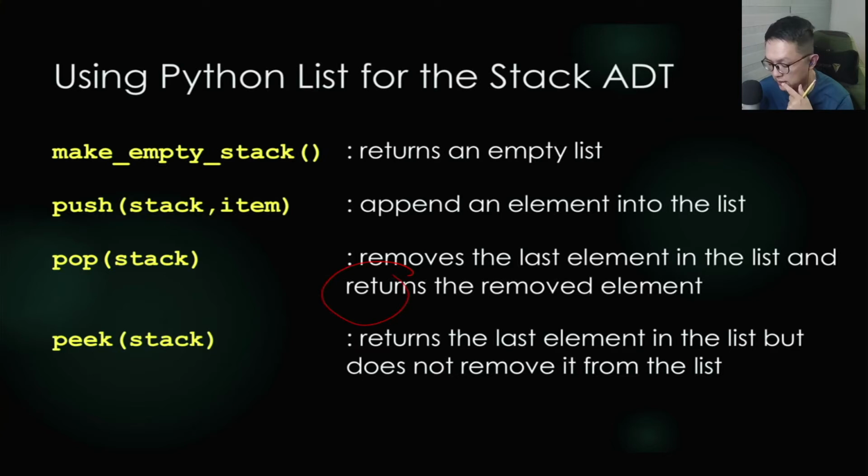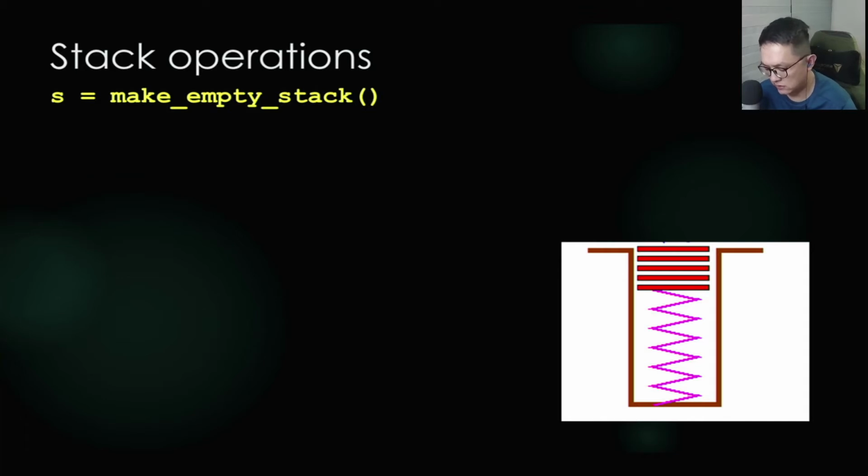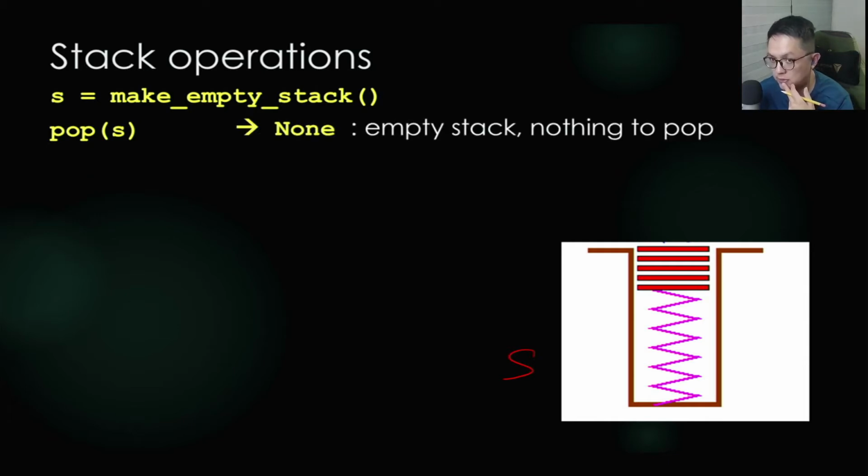So let's look at how a stack operation actually works. Let's say this on the right hand side is an example of a stack. First we make an empty stack, and this stack is now called S. Then the first command we try is pop S. But right now the stack is empty, so there's nothing for you to pop.